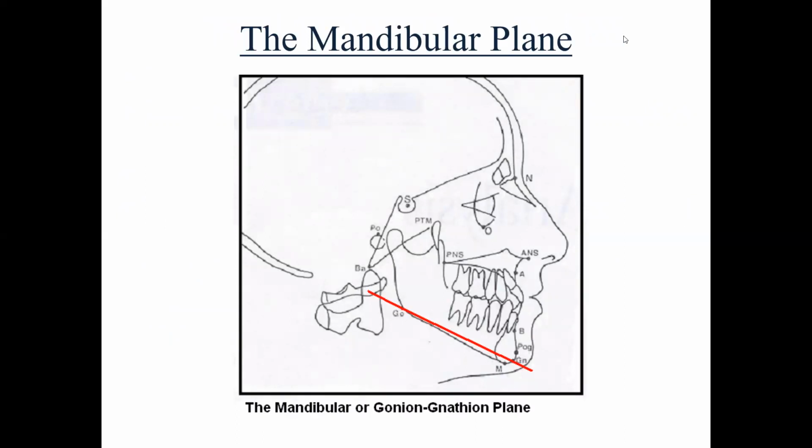So this is the mandibular plane, which is a line connecting gonion and gnathion. And the angle formed between this mandibular plane and the sella nasion plane is called the mandibular plane angle.